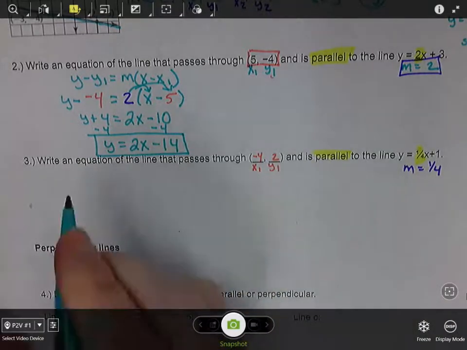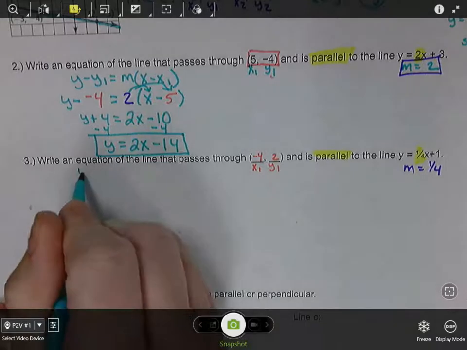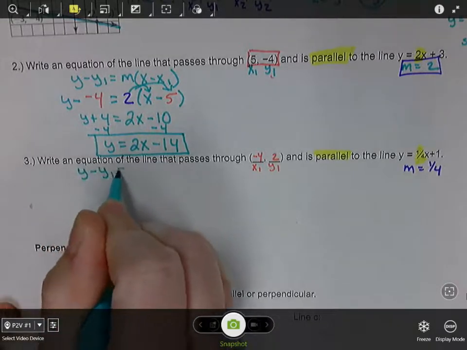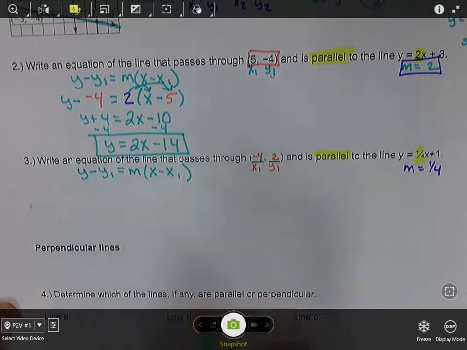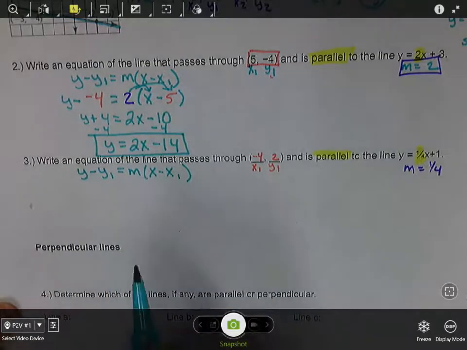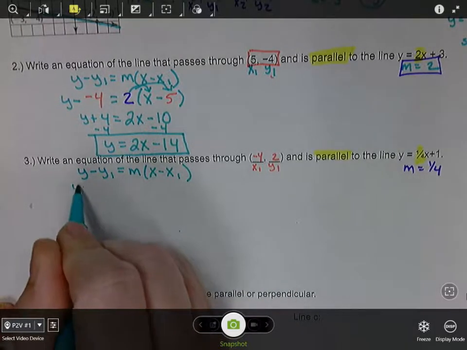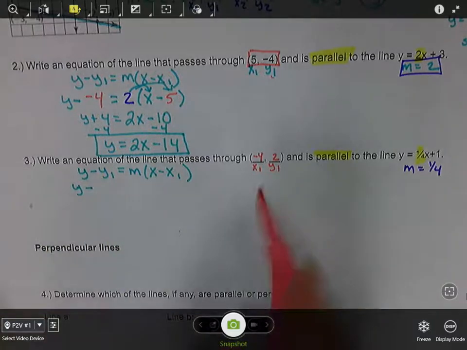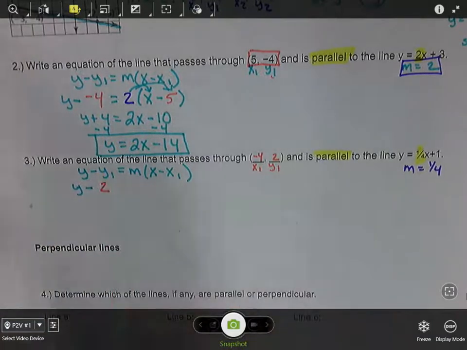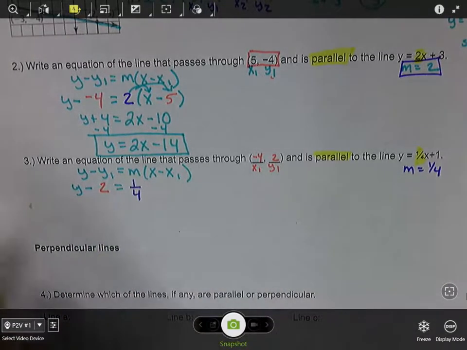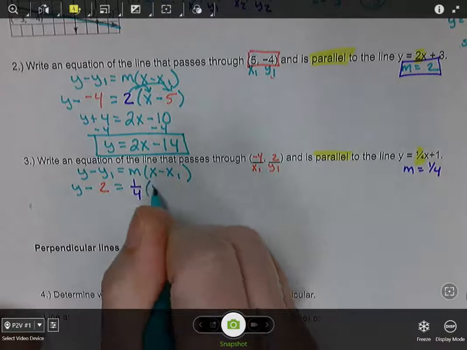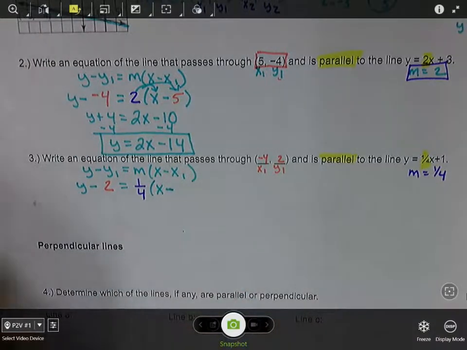Okay? All right, so let's start with point slope form. Y minus y1 equals m times x minus x1. Okay? And now we just substitute in. Y minus, for y1, we're going to plug in 2, equals, for our slope, we're going to substitute in 1/4, times x minus x1, which is negative 4.